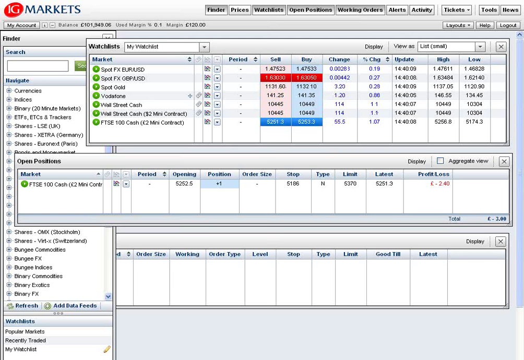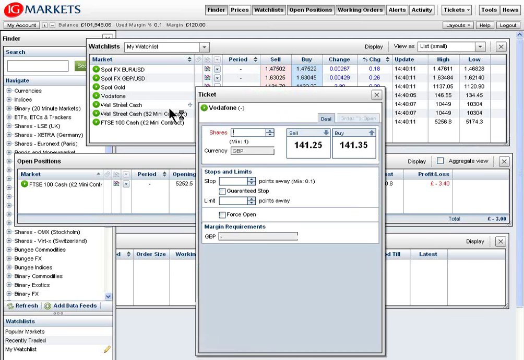Another thing you can do, let's look at Vodafone. So we'll do a trade on Vodafone, whereby we buy 5,000 CFDs in Vodafone. So we're going to buy 5,000 Vodafone. Currently trading here, 141.25 to buy. So the size of that position is about £5,200 that we're going to put on here.